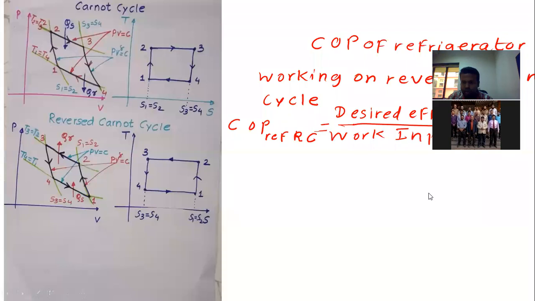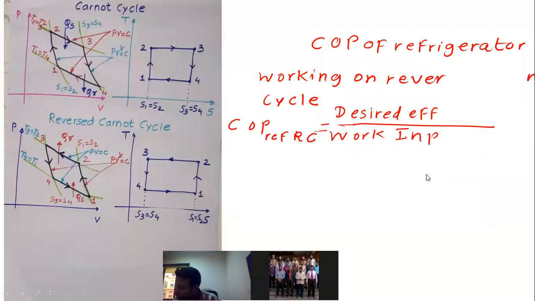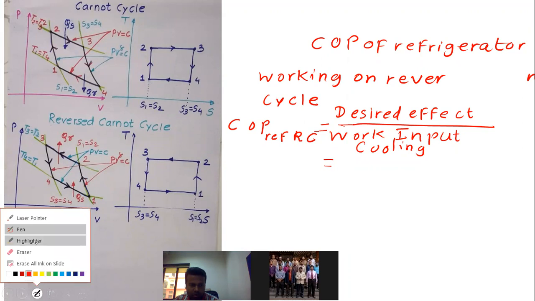So how to write that down? COP is the desired effect upon work input, right? Now see, when we talk about the refrigerator, what desired effect do we want? We want cooling. As far as the refrigerator is concerned, we are interested in cooling. So the desired effect is nothing but cooling. That is what we want.